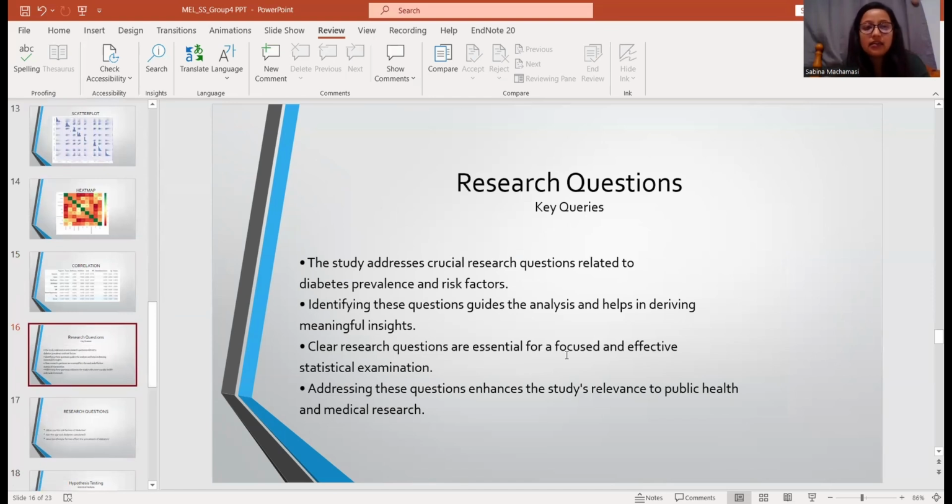So this data visualization and this analysis solves the research questions and also creates a few research questions which need to be solved. The research questions are very important for the next generation, whether the questions are solved or unsolved. Clear research questions are essential for a focused and effective statistical examination, since the research question is the single reason that we use for the data analysis and for the interpretation.